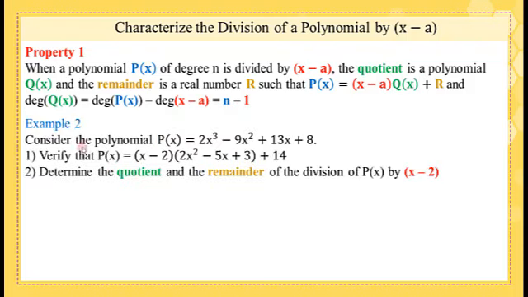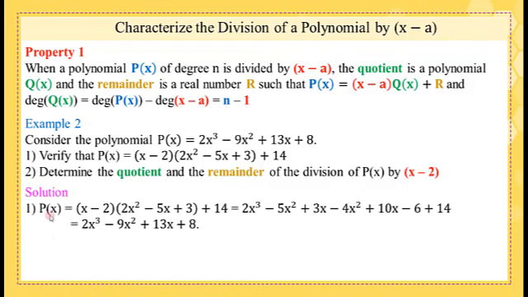Example, consider the polynomial P of X equal 2x cubed minus 9x squared plus 13x plus 8. Part 1, verify that P of X equal parentheses x minus 2 into 2x squared minus 5x plus 3 plus 14. Part 2, determine the quotient and the remainder of the division of P of X by x minus 2. Solution. P of X equal parentheses x minus 2 into 2x squared minus 5x plus 3.